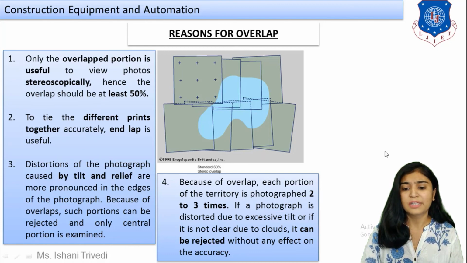Next, because of overlap, each portion of the territory is photographed 2 to 3 times. As I said, if a photograph is distorted due to excessive tilt, or if it is not clear due to the clouds, it can be rejected.